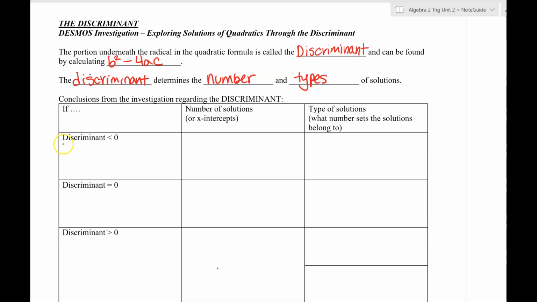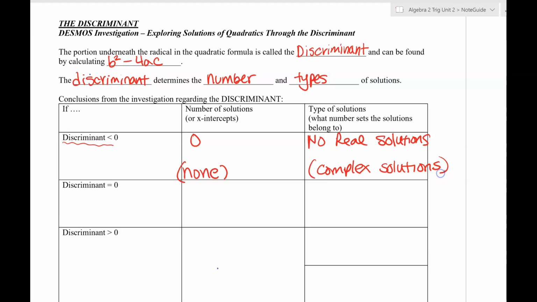So when we saw that the discriminant was less than 0, that meant we had 0 or none for number of solutions. And the type that was telling us there are no real solutions. And you guys are going to see in our next notes that we're going to learn something called complex numbers. And when there's no real solutions in this scenario, there is a way for us to express the answers as part of this thing called the complex number system.